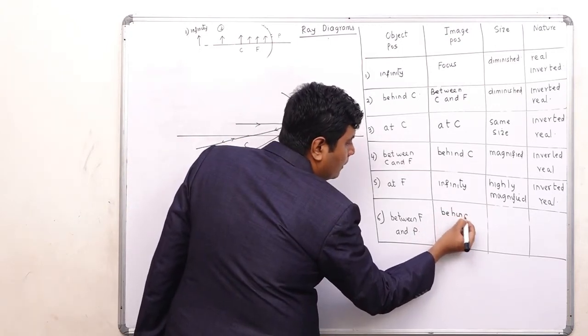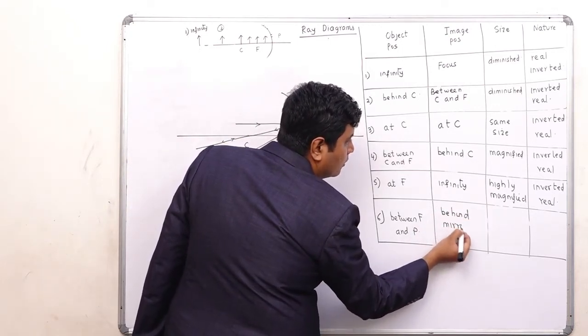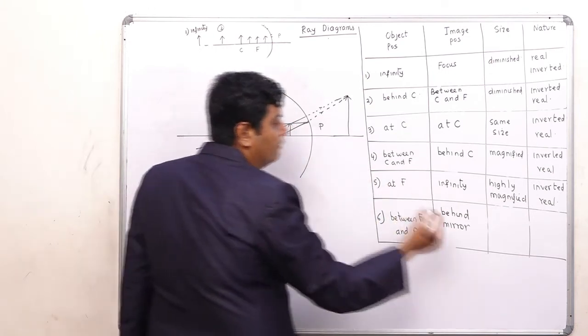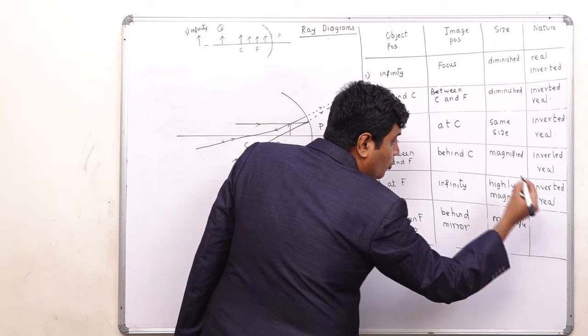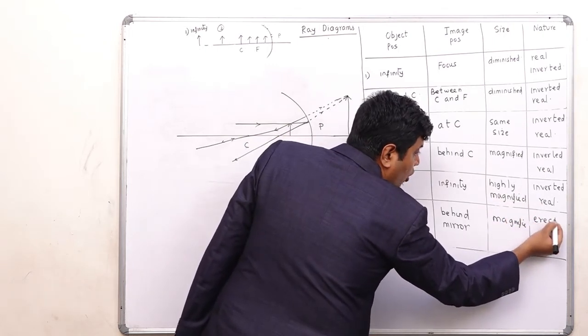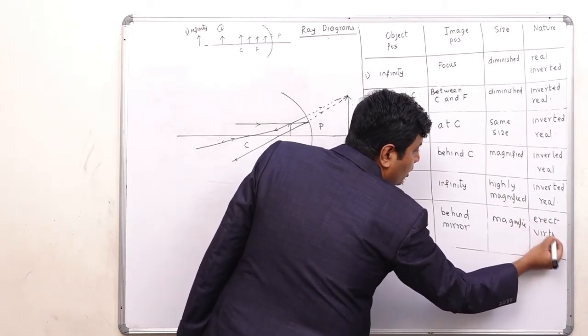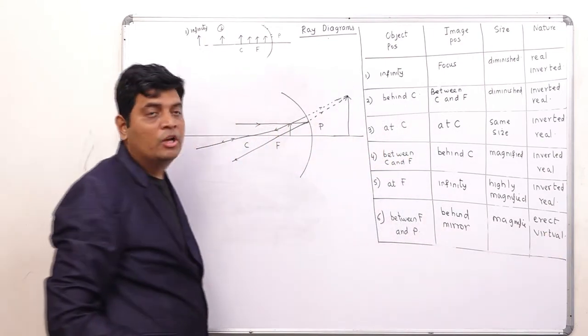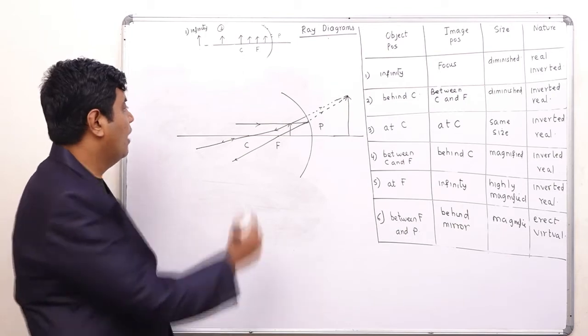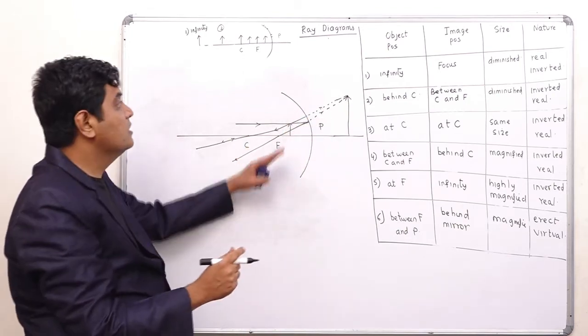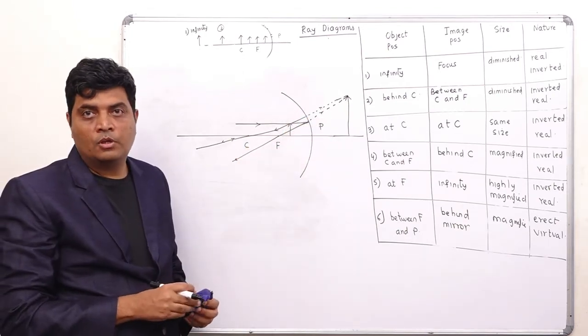Behind the mirror. What will be the size? It will be magnified. It is going to be erect. And because it is erect, it is going to be virtual. So this is the 6th position we have drawn.